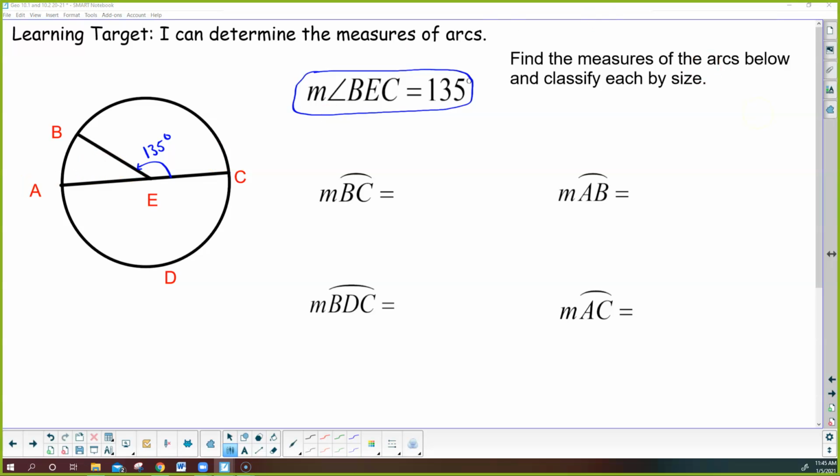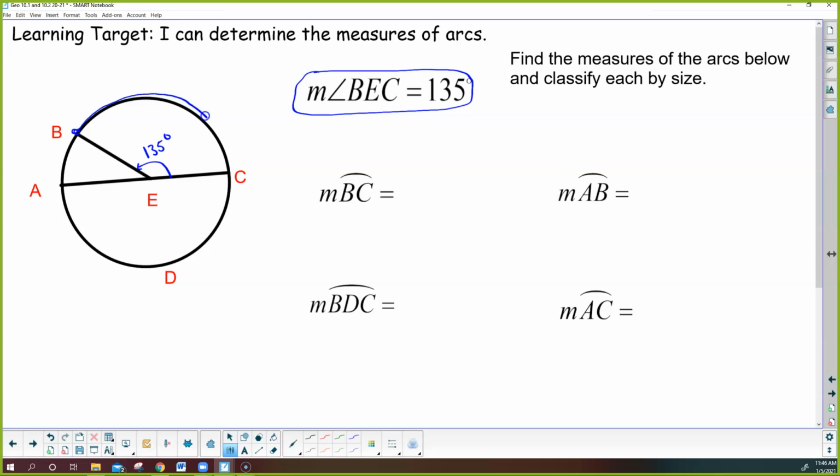Okay, let's go over this one quick. You may or may not have had enough time to get it done. But here's the way I like to approach it. So we have to find the measure of the four arcs that are given below and then classify them by their size, given the one central angle BEC is 135. So a couple of things we can do.